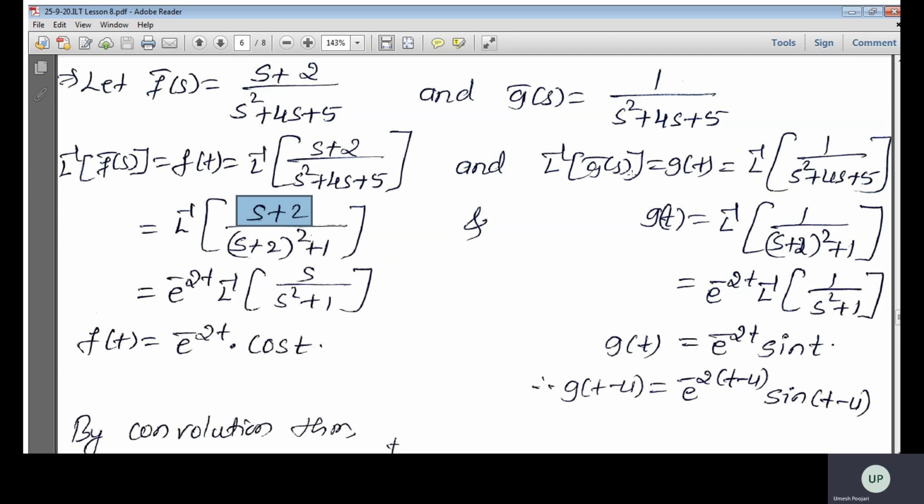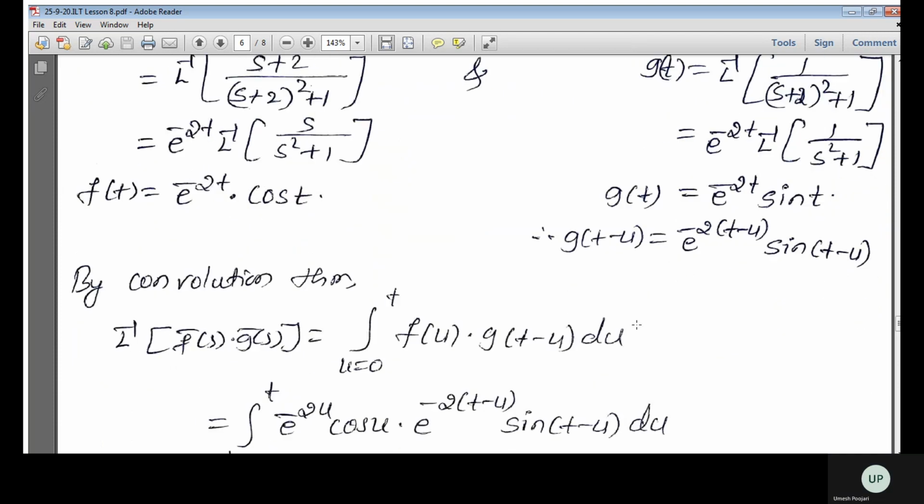Okay. Similarly here in the second case, same thing: s square plus 4s plus 5 can be written as s plus 2 whole square plus 1. Then multiplying this by e raised to minus 2t, we can reduce s plus 2 to s. That will be e raised to minus 2t L inverse of 1 by s square plus 1, which gives e raised to minus 2t into sin t. Then if g of t is this much, then g of t minus u will be e raised to minus 2 times t minus u into sin t minus u.